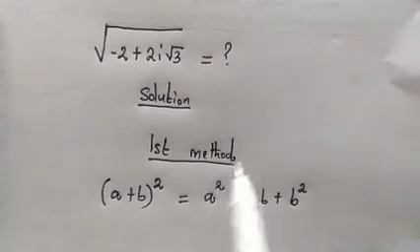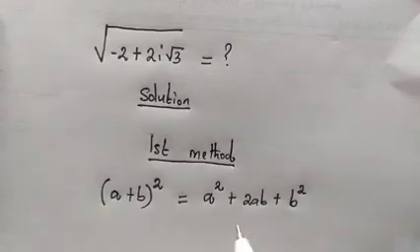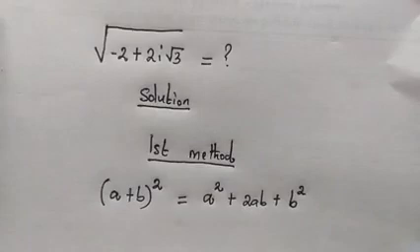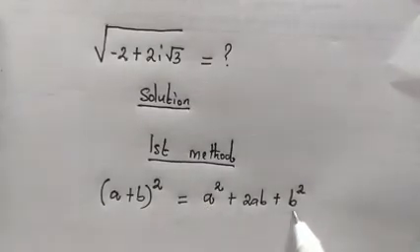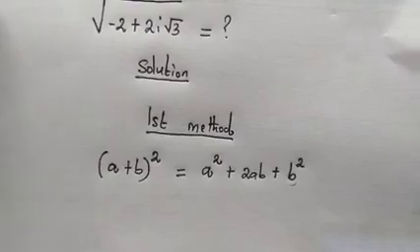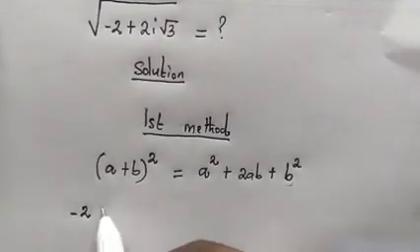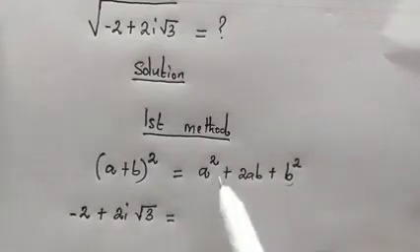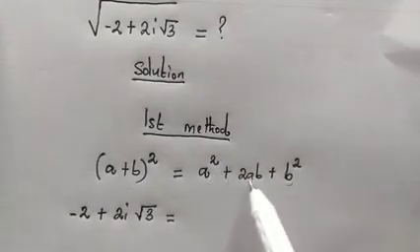So let's start with the first method, where we're going to use this nice algebraic identity that (a + b) squared is equal to a squared plus 2ab plus b squared. Since we are looking for the square root of -2 plus 2i root 3, we assume that -2 plus 2i root 3 can be expressed in this form, which is a perfect square, right? Now let's check it out. So we have here -2 plus 2i root 3. Let's see if this can be expressed in this form, a squared plus 2ab plus b squared, right?